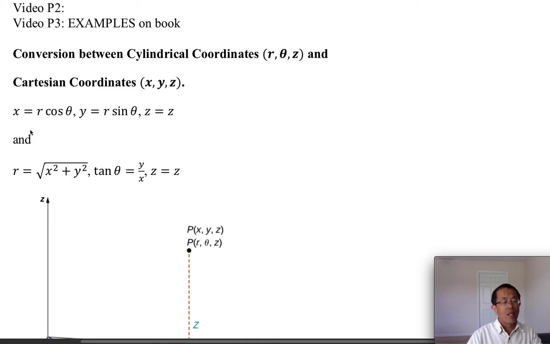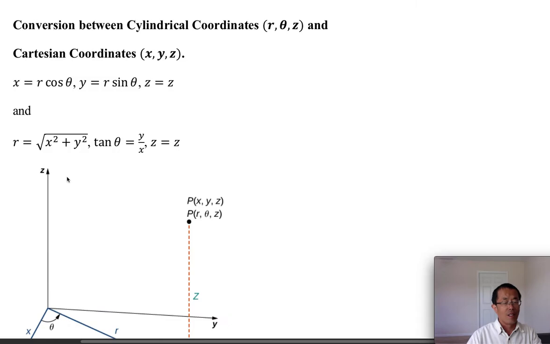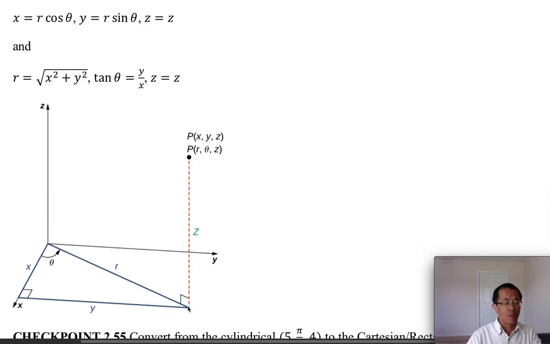So x is r times cosine theta, y is r times sine theta, and indeed there is no change for the z coordinate. In cylindrical and Cartesian coordinates, z stays the same, so no worry about z. And then if you know the rectangular coordinates and want to figure out the polar coordinates, it would be a lot easier if you look at the chart here. R is the hypotenuse of the right triangle, right? So r is the square root of x squared plus y squared.